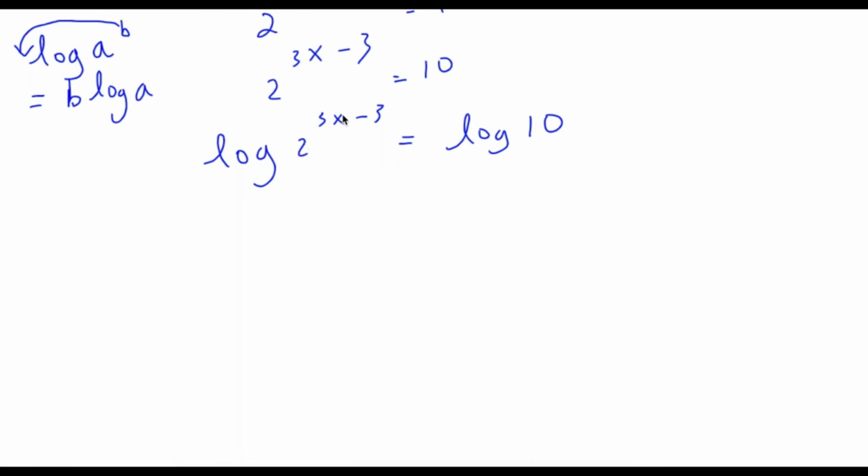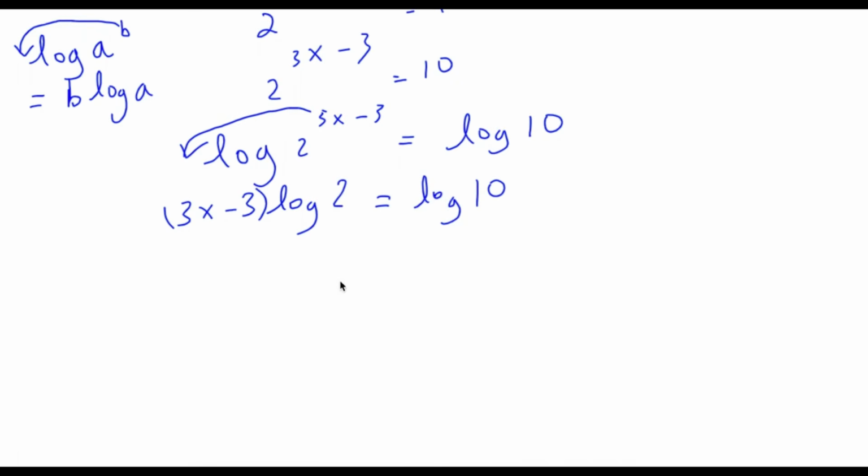So in this case, as you can see, x is an exponent. It's not an actual term. And if we want to find the value of x, we want x to be an actual term. So I'm going to use this property here and move our exponent here, 3x minus 3, to the front. So now we will have 3x minus 3 times log 2 is equal to log 10.